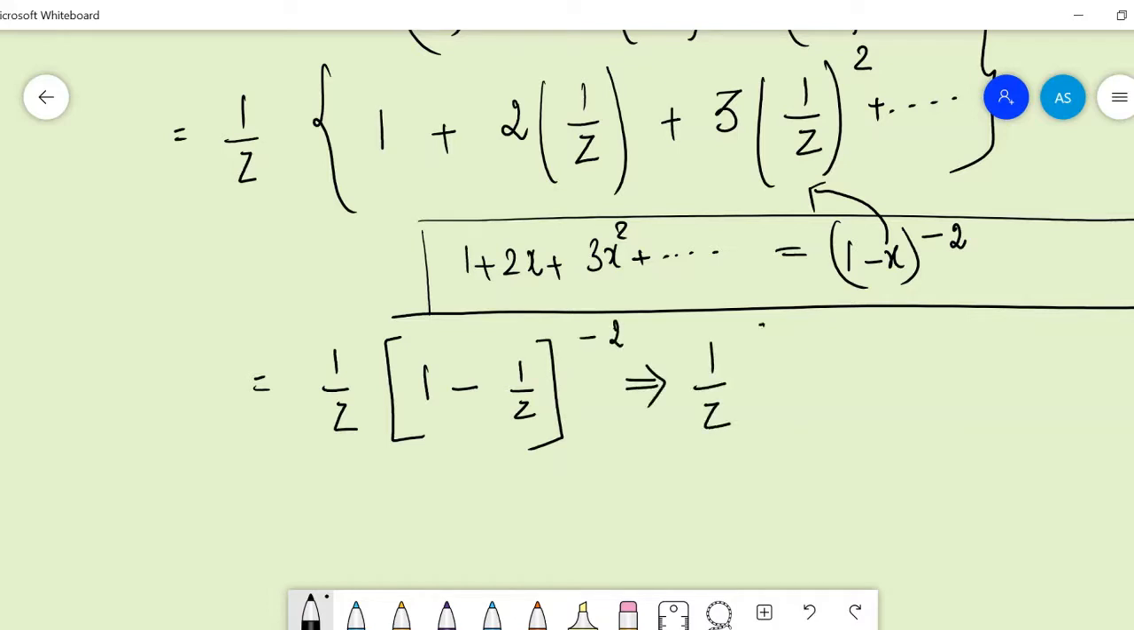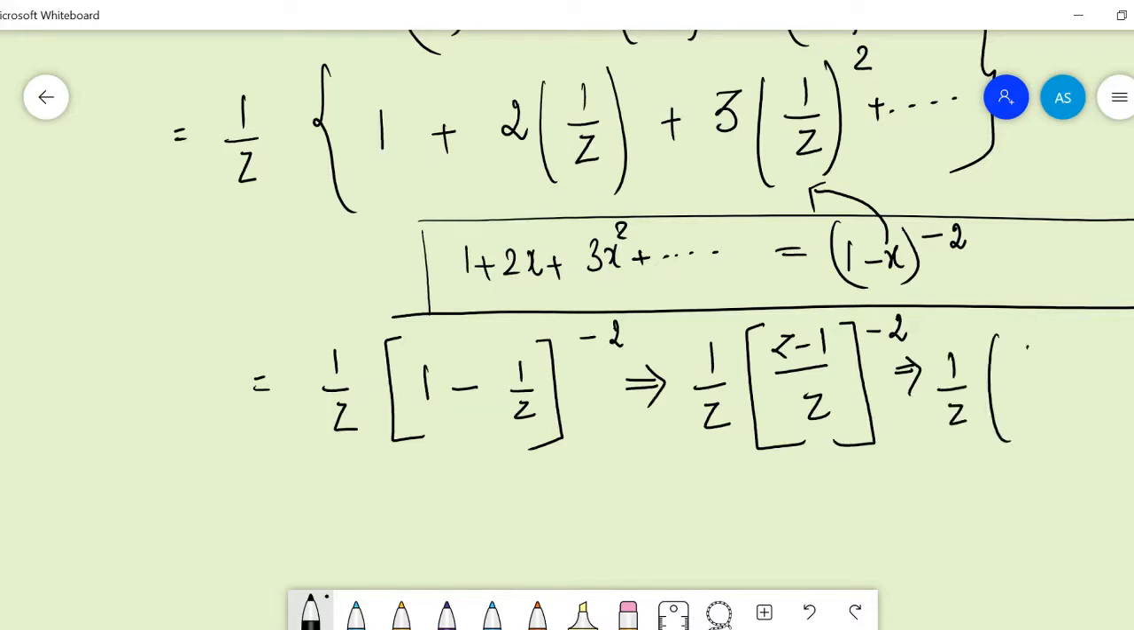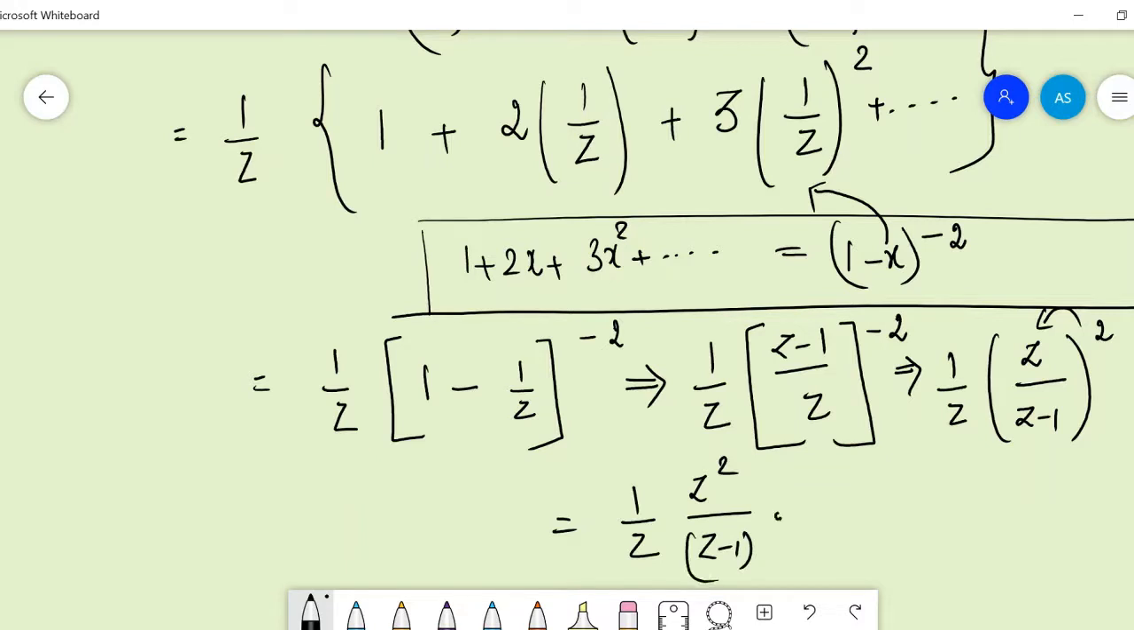So 1 divided by z, into z minus 1 by z whole power minus 2. Again, we can consider the reciprocal of this expression. After taking reciprocal, it will become z by z minus 1 whole power 2. Now, this 2 is common for both numerator and denominator. Z square by z minus 1 whole square. Here z and z get cancelled. So Z transform of n is z divided by z minus 1 whole square.